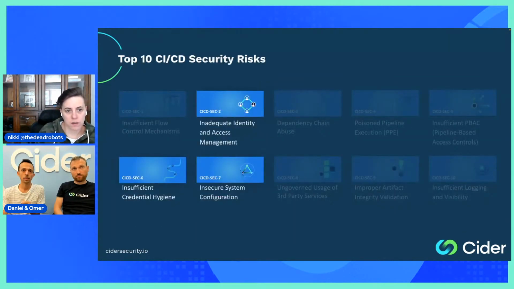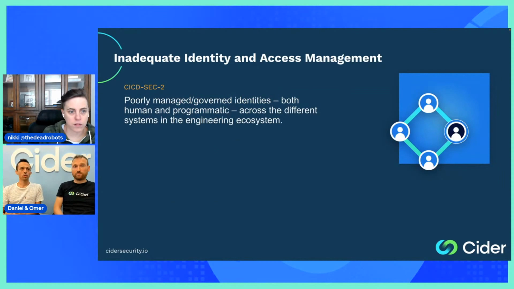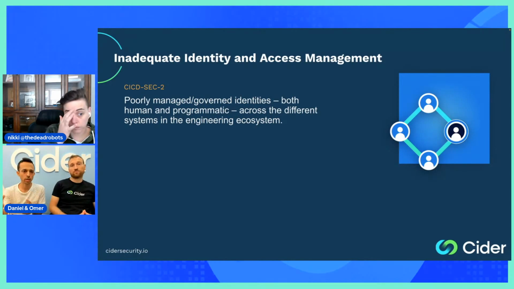So let's see what relevant risks led this breach to exist. So we have inadequate identity and access management, insufficient credential hygiene, and insecure system configuration. Let's have a look at them. So risk number 2 on the list is inadequate identity and access management, which refers to poorly managed identities, both human and programmatic, across the different systems in the engineering ecosystem.